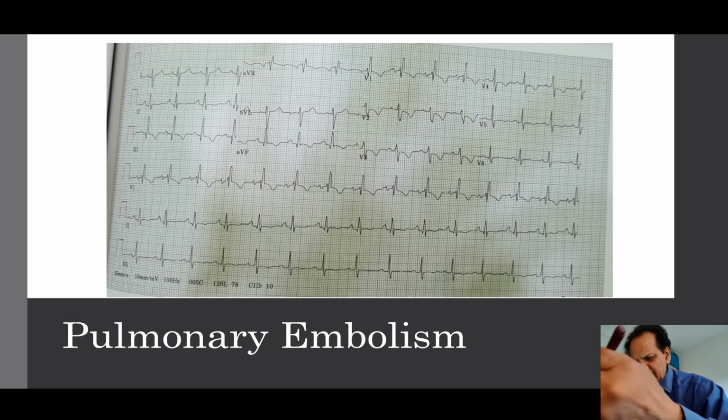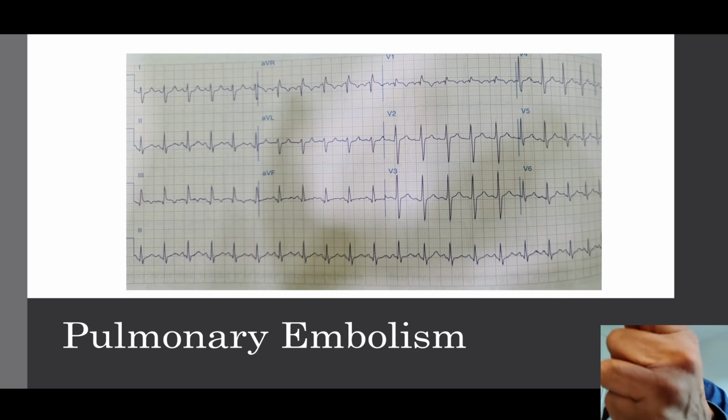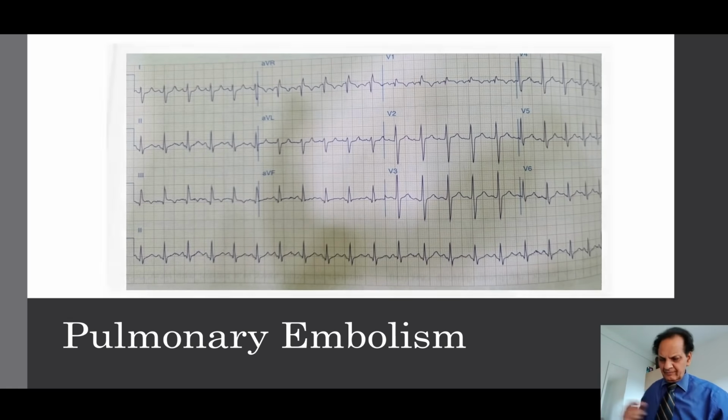Pulmonary embolism again with an RV strain pattern. Good one to keep in mind. This RV strain and tachycardia with the right axis deviation, the only diagnosis is pulmonary embolism. Again a pulmonary embolism. Oh, I am sorry.